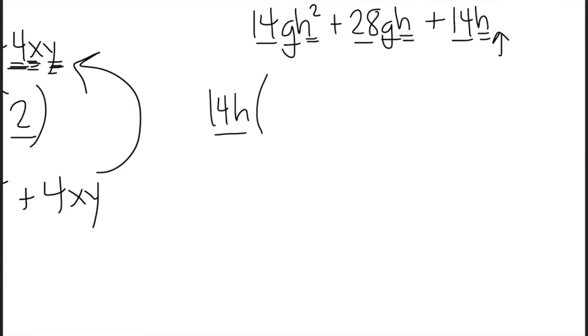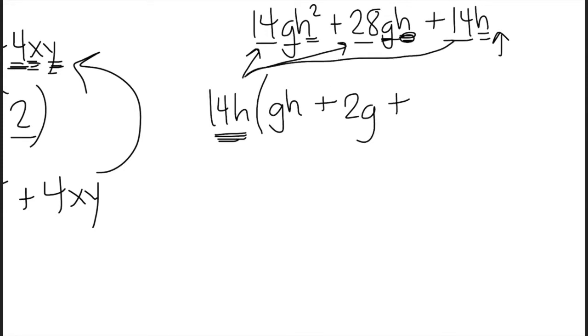Now, ask yourself, what do I have to multiply this times in order to get that? I have the 14, I have one of the h's, I'm missing the g, so I need g and another h. To get 14 to 28, I have to times it by 2. I have the h already, but I don't have the g, so I need the g. 14 to 14 would just be 1. I have the h, so this is just 1. Multiply it times 1.